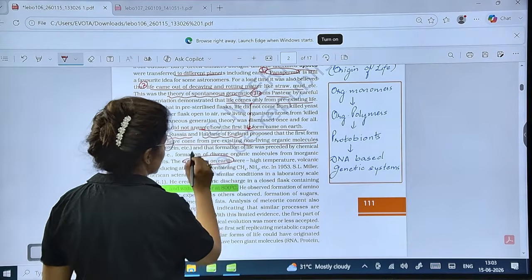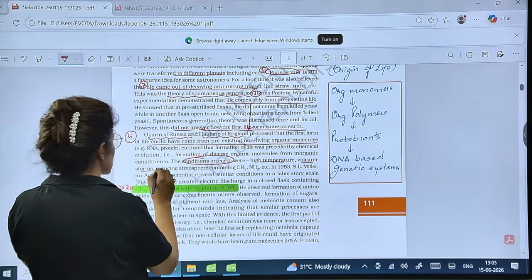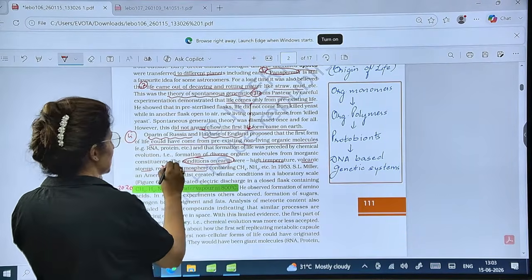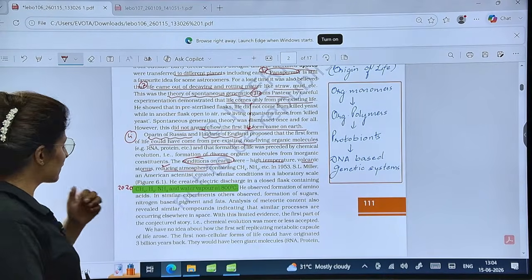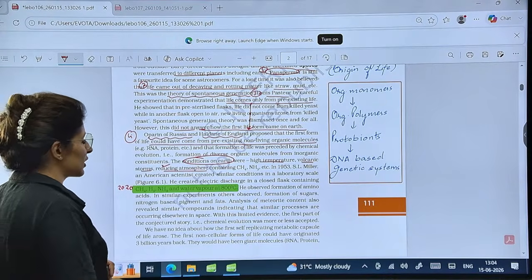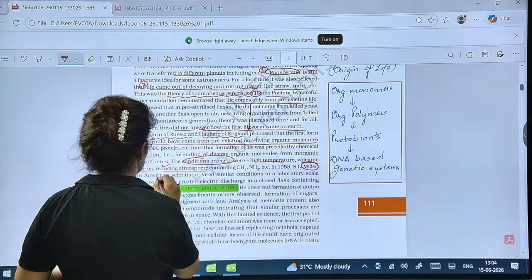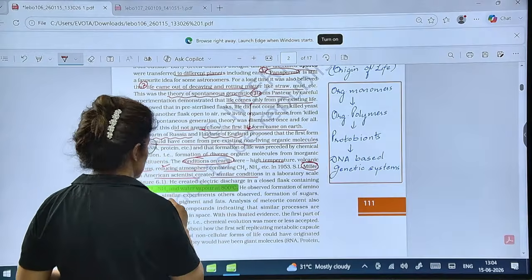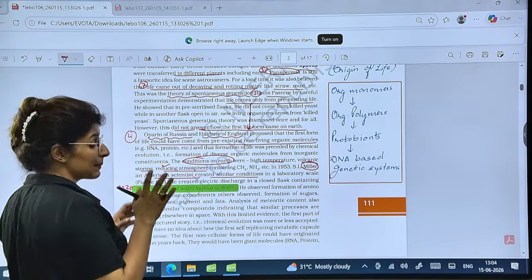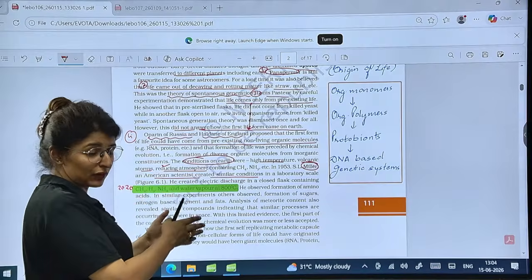Conditions on Earth in the beginning were high temperature, volcanic storms, and a reducing atmosphere. So remember, what type of atmosphere was present in the early or primitive times? That was a reducing atmosphere, right? In 1953, Miller, an American scientist, created similar conditions and explained and proved that life had this type of origin.